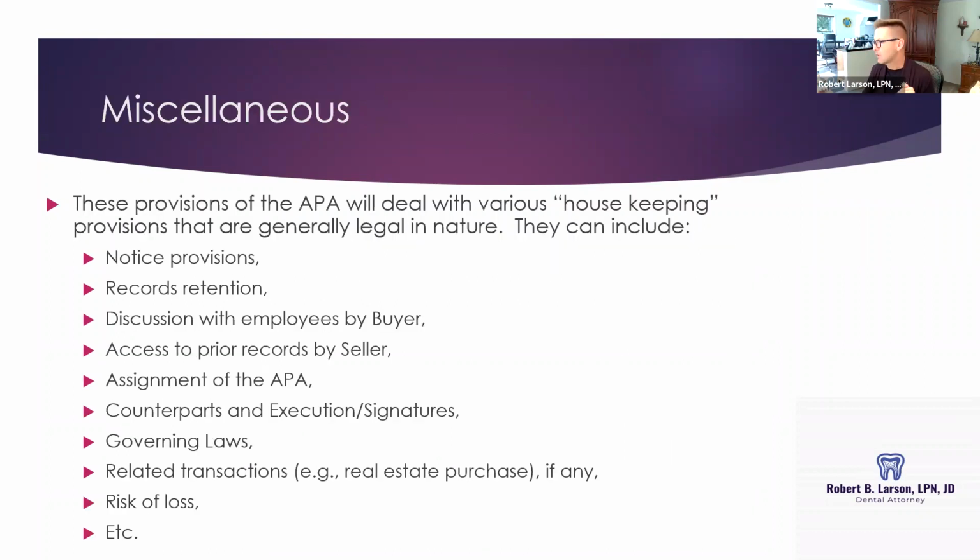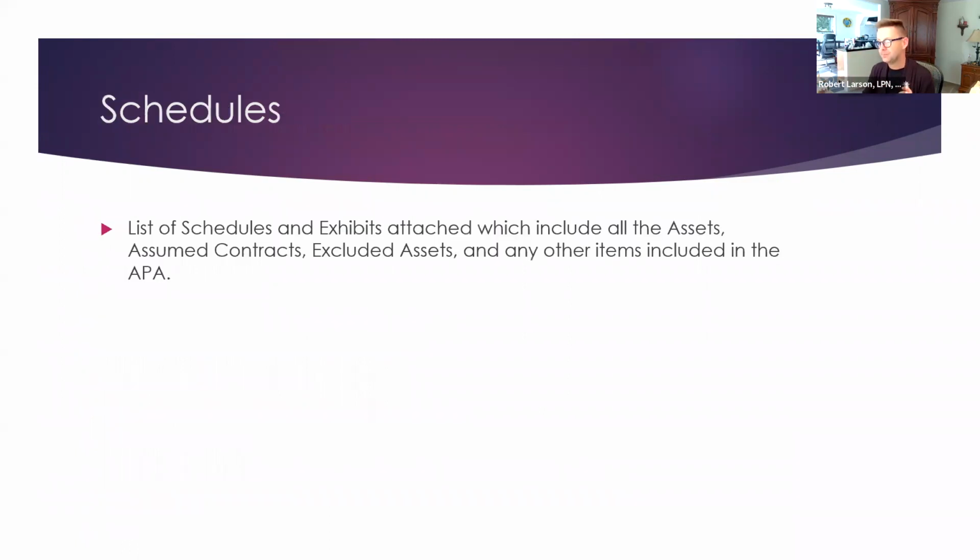And then the agreement will have miscellaneous provisions, like notice provision, record retention, discussions with employees, governing laws, how the agreements are going to be executed, different things like that, and any kind of related transactions. If you're buying and you're also going to buy the real estate, they have to cross default. If there's a default in one, it's a default in the other automatically. And then there'll be a list of schedules, which is really good. So I'm going to round this out. It was a very, very quick down and dirty about asset purchase agreements.